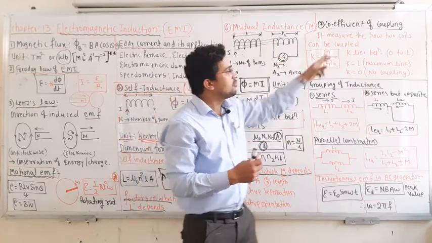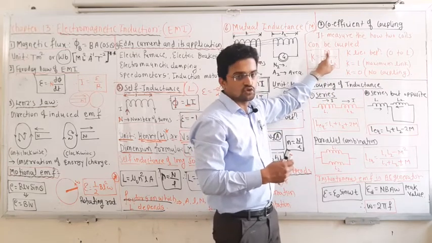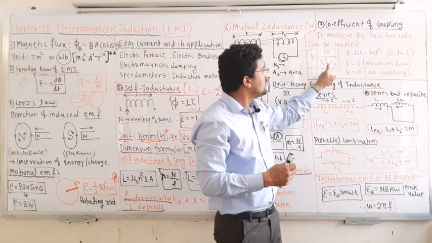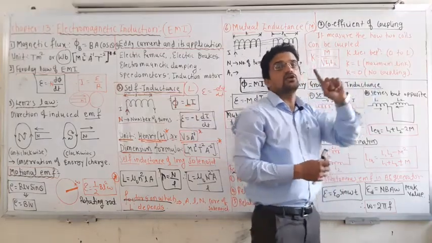So that will tell you about the coupling. Okay, so the coupling constant can be written as K is equal to M, the mutual inductance, divided by the square root of L1 and L2, that is nothing but the self inductance of coil 1 and the self inductance of coil 2. Maximum is 0 to 1, and it is a unitless quantity.